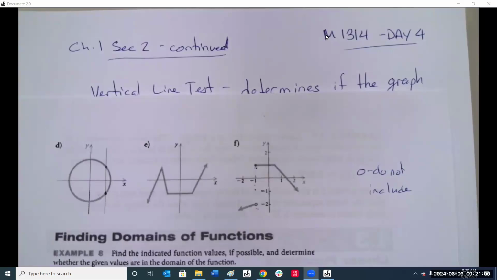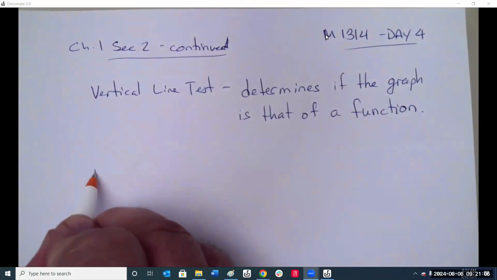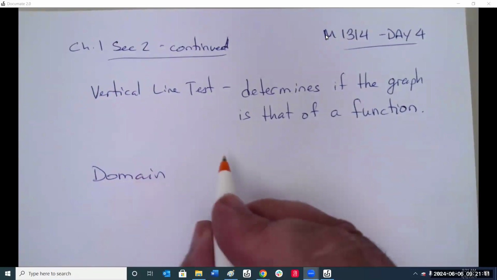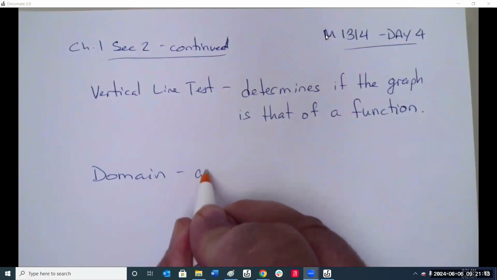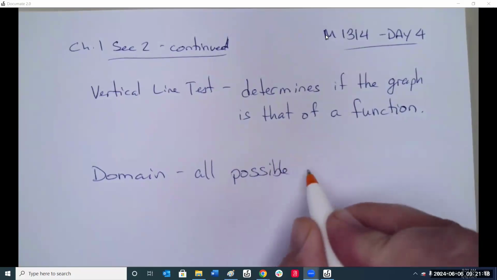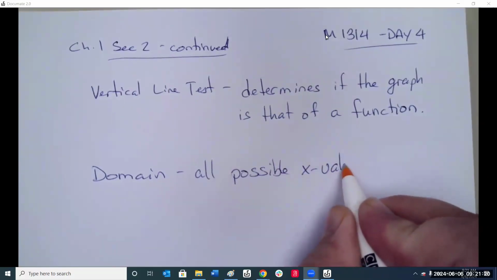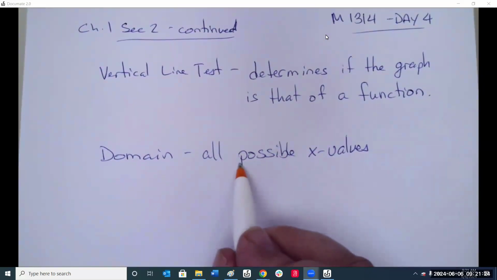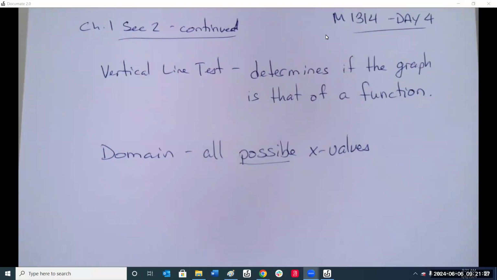Now let's look at, we talk about domains and ranges. Remember what a domain was? What's that? Very good. All possible X values. The reason I say possible is because there are sometimes where we can't use an X value because it'll make the function undefined.